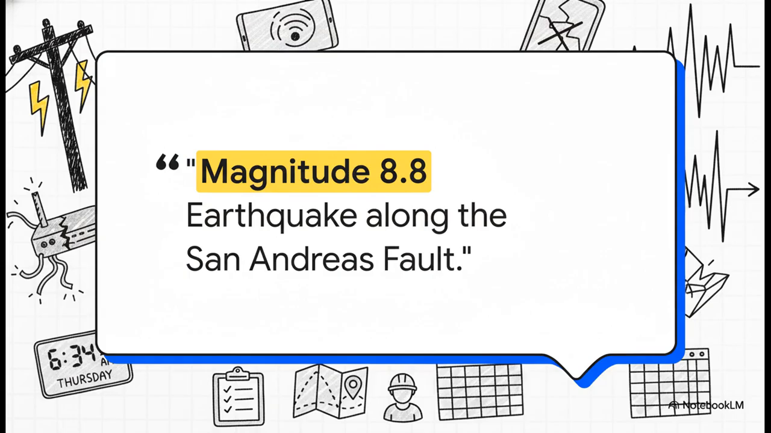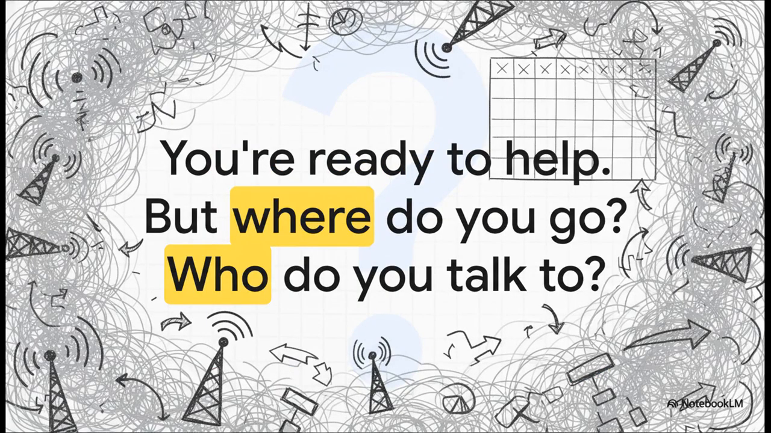Just imagine this alert pops up on whatever device you have left. It's 6:34 in the morning. The shaking was catastrophic. And just like that, the power grid is down, the internet's gone, and your cell phone is basically a paperweight. And that is the fundamental challenge of the Beacon Exercise.